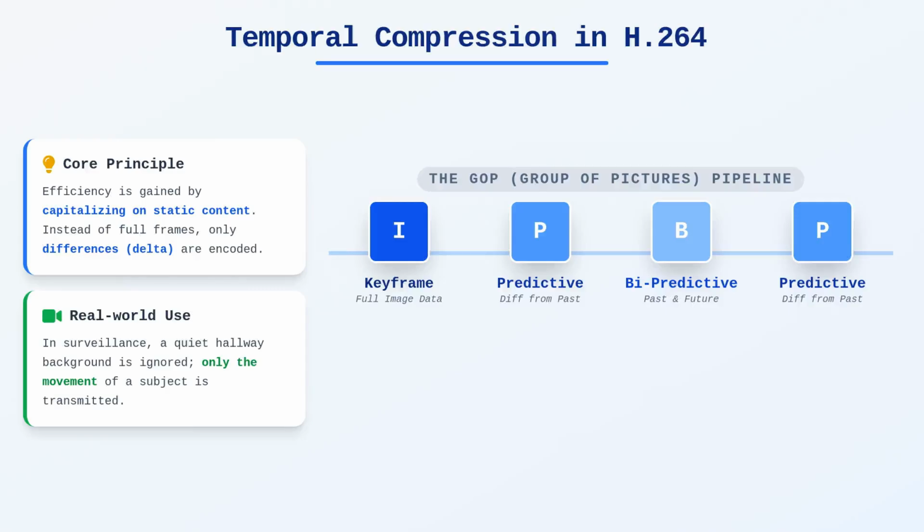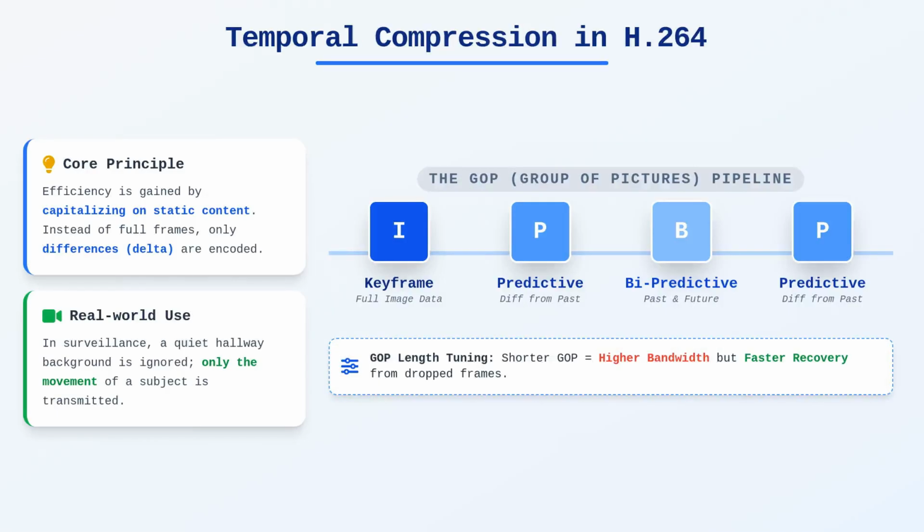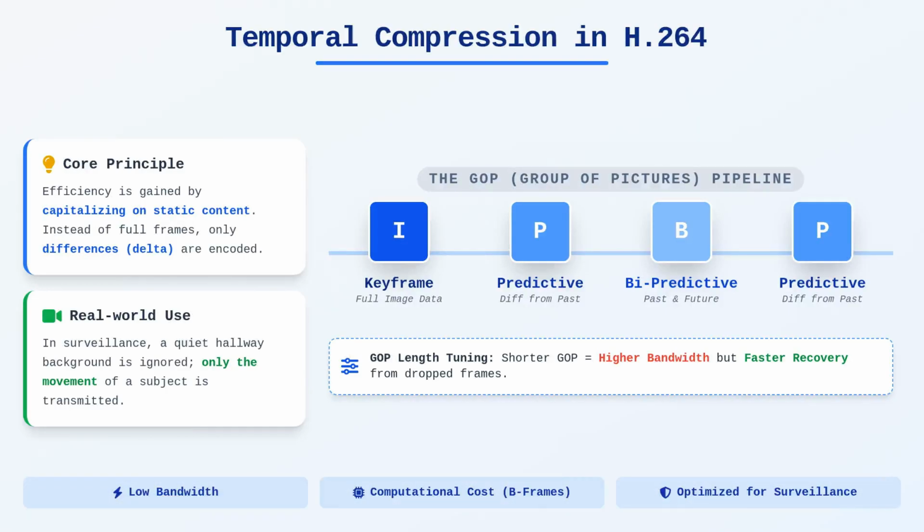This entire sequence, originating from a keyframe and proceeding through these predictive frames, is what we define as the group of pictures, or GOP. By manipulating the GOP length, we define how often the system forces a full iframe, which requires more bandwidth but facilitates faster recovery if a frame is dropped during transmission.